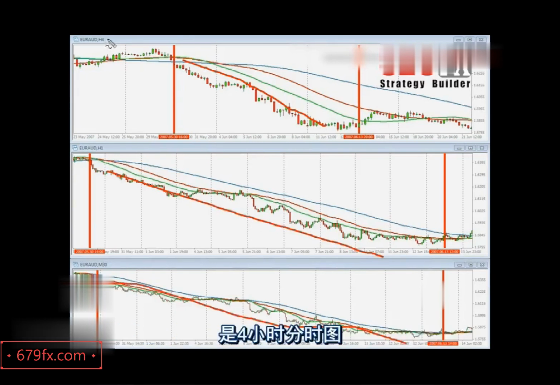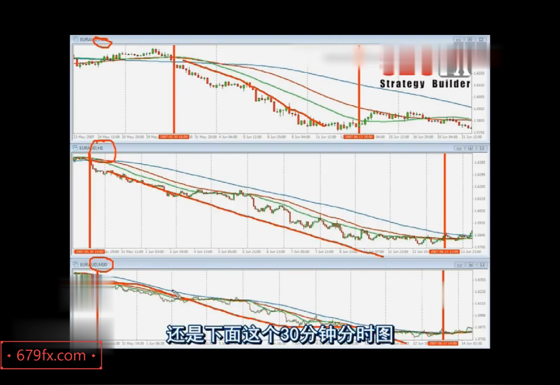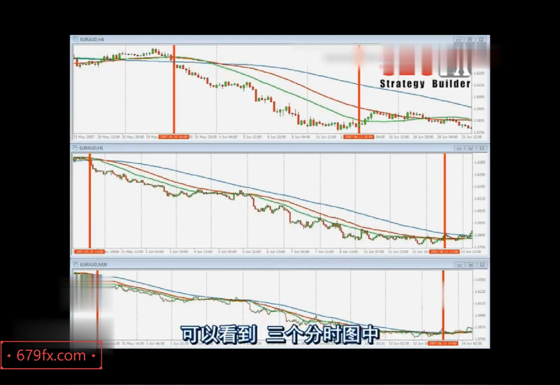Now, is this a 4 hours time frame, or a 1 hour time frame, or finally a 30 minutes time frame? We are going to be using the sixth condition to determine which time frame fits this trend the best. As we can see, all of them have the three moving averages pointing down, parallel to each other, all in order, etc., etc.